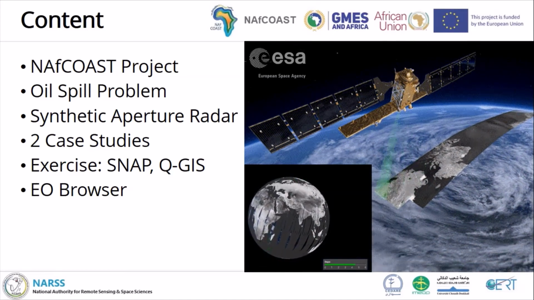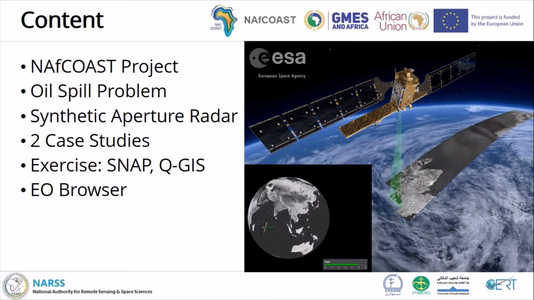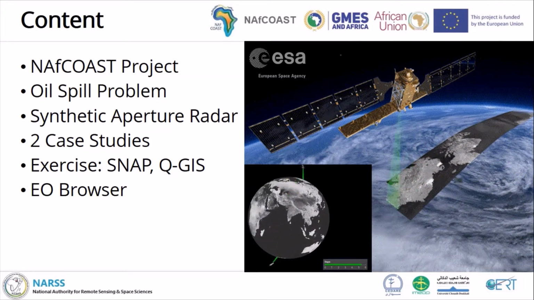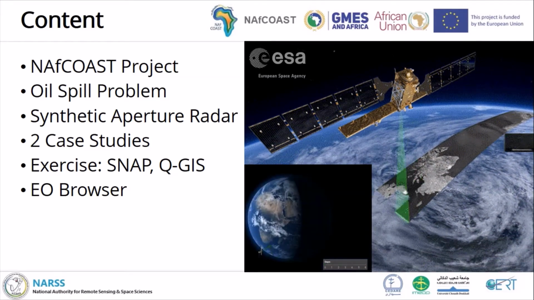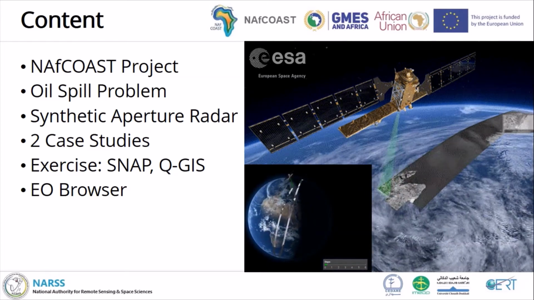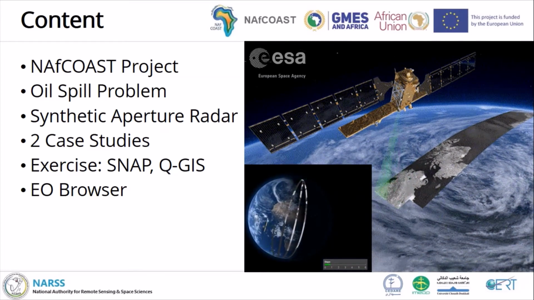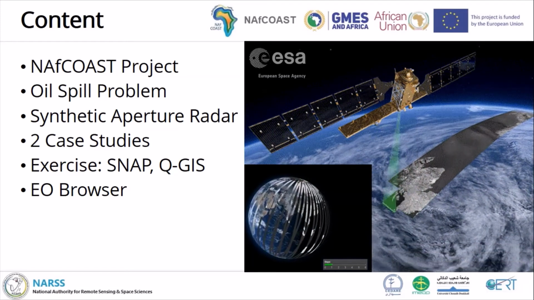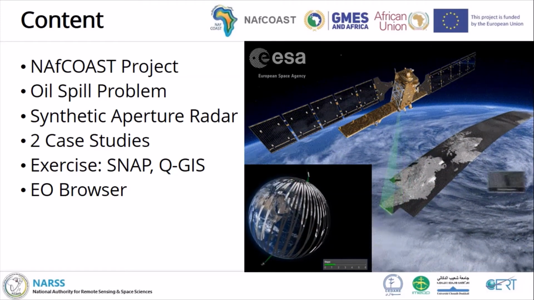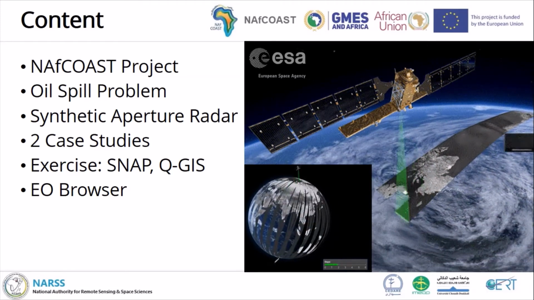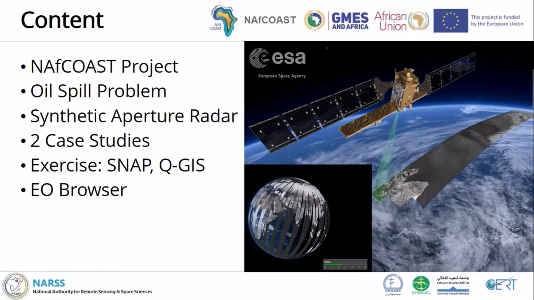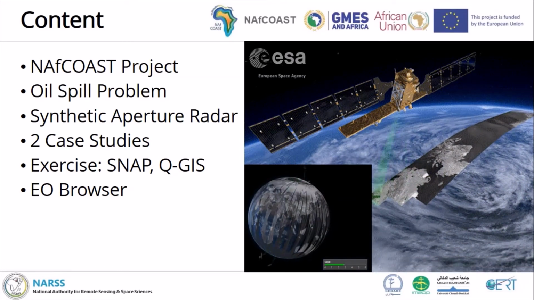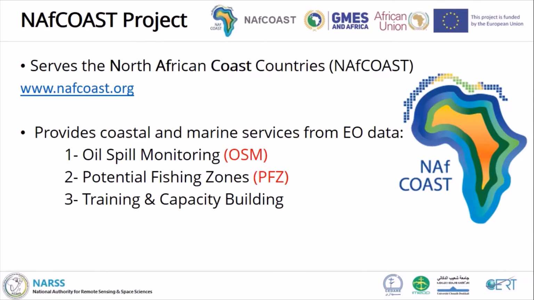Also, you will see how these SAR data provide advantage over the conventional optical sensors in the oil spill mapping. Then we will explore two case studies from Egypt and how it can be mapped using SNAP and QGIS. Before we finish, I'll introduce you to the Sentinel Earth Observation Browser and Data Hub to explore multiple data on the cloud.